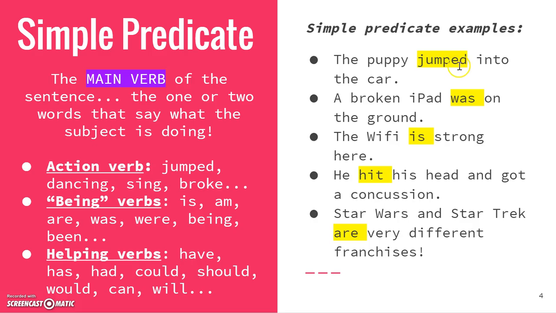So, in these cases, we mostly just have a one-word answer, but there could be more than one word working together to be the main verb or that predicate verb. So here we go. Here, the word jumped is our smallest, most narrow predicate. It's our one predicate main verb. Was, is, hit, and are all predicate verb examples.